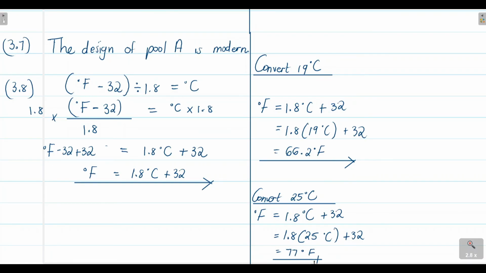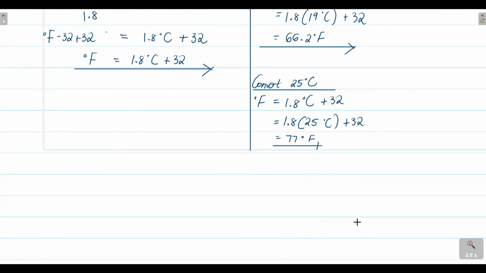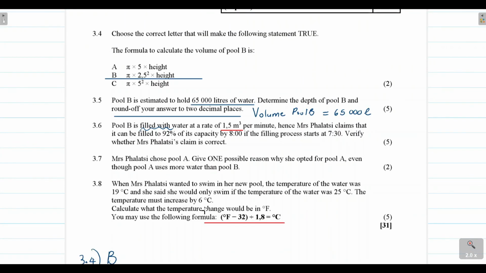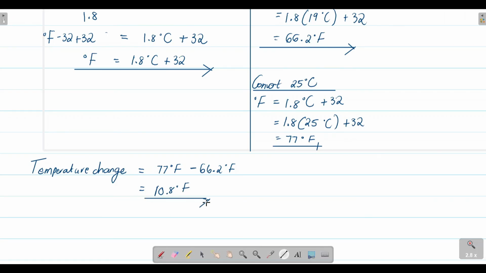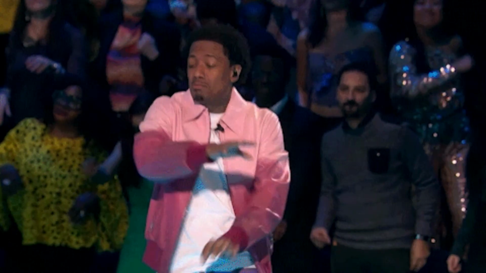However, we are not done. We still need to determine what the question asked us to determine: the change in the temperature. How did the temperature change from 19 to 25? The change in temperature would therefore be 77 degrees Fahrenheit minus the 66.2 degrees Fahrenheit. If you punch that into your calculator, the change in temperature is going to be 10.8 degrees Fahrenheit. All right, and that is basically it.